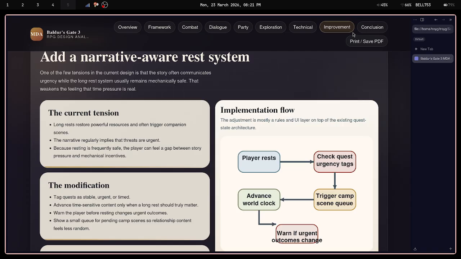Technically, this could be implemented as a layer on top of existing quest state systems. It would most likely require additional metadata, clear UI communication, and even check-tied resting. I believe this would improve the game because it aligns mechanics with narrative pacing more closely. It keeps players' freedom, but it makes sure that time pressure is more believable and better communicated.